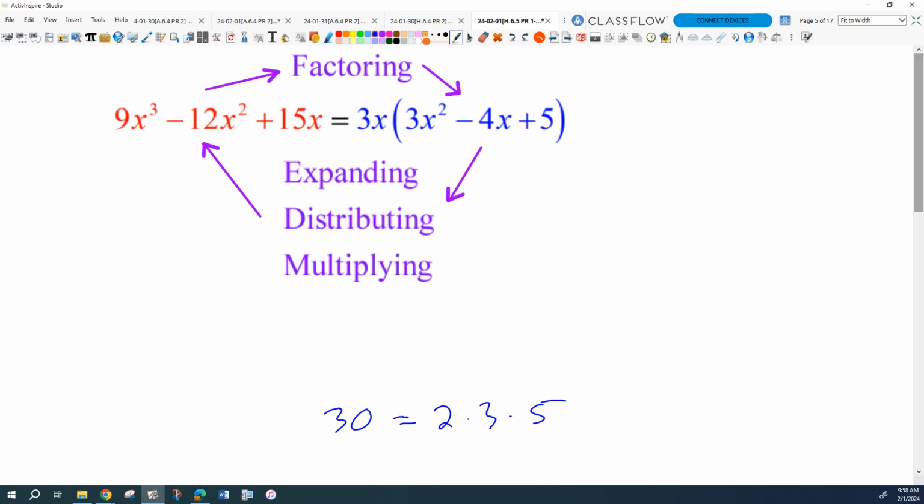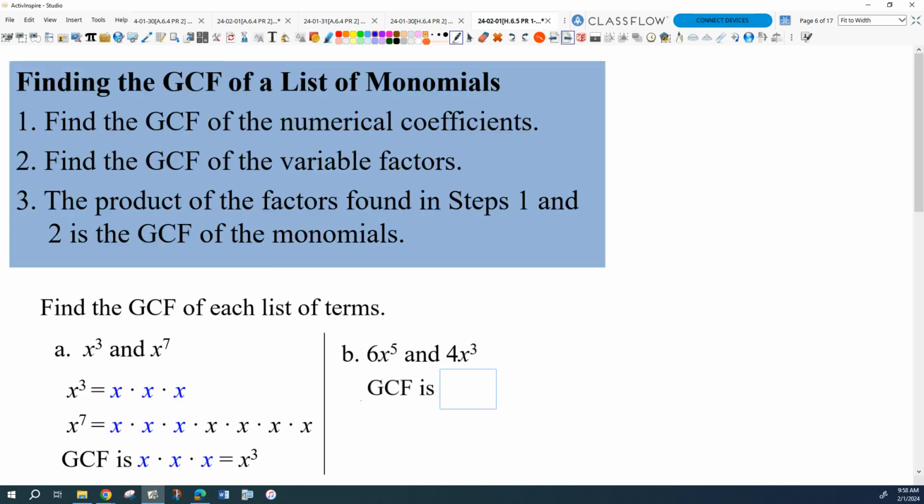We're done with the multiplying or distributing or expanding. It's all the same thing. And now we're going to reverse the process and work on factoring. So finding the greatest common factor now from a list of monomials, not just numbers like we did a second ago, but now we've got actually monomials that have variables in them too. Well, we can be smart about this. We can break this into little pieces.